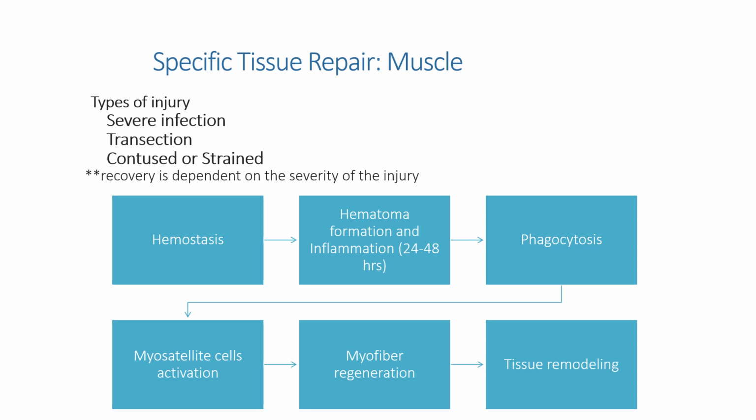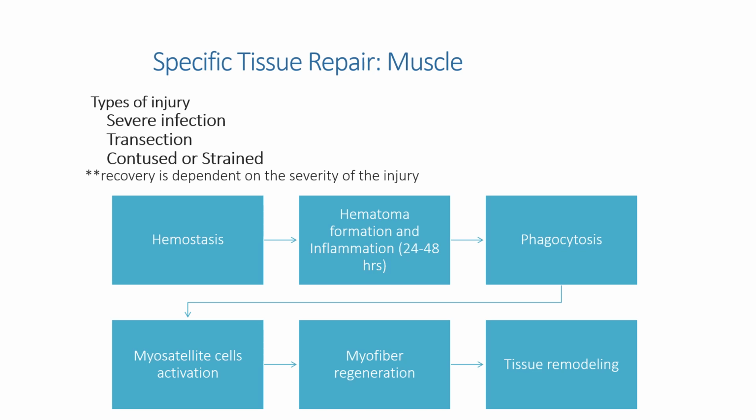Types of injury. There are a number of different types of injuries that can affect muscles. First is a severe infection. Injury resulting from severe infection can affect muscle tissue. Transection is complete severing of muscle tissue, often resulting from trauma or a surgical procedure.